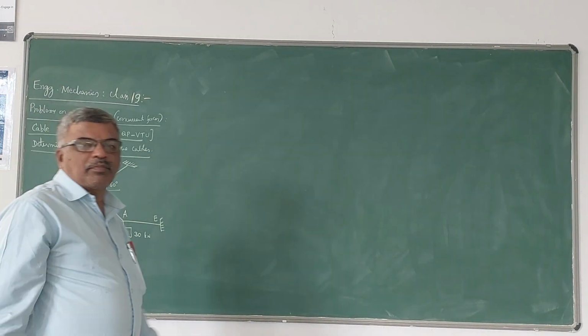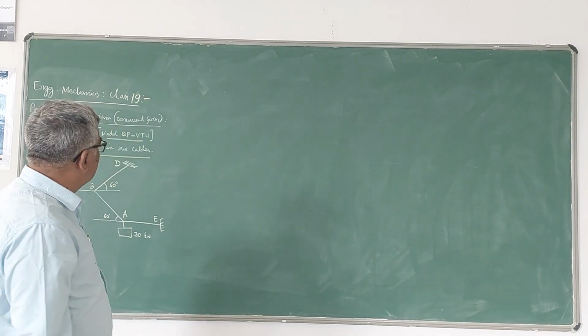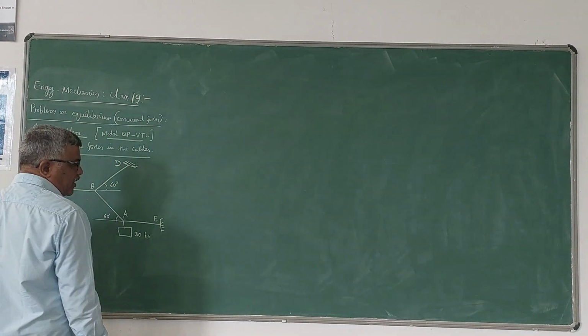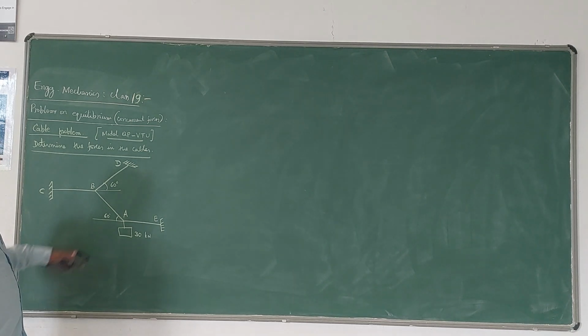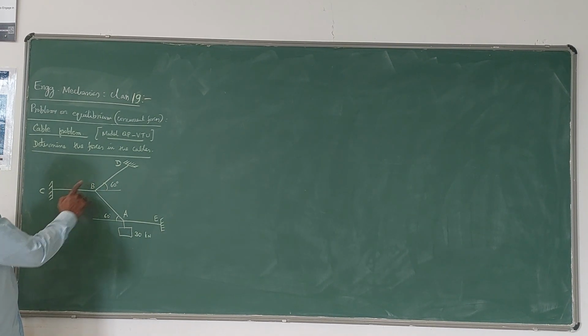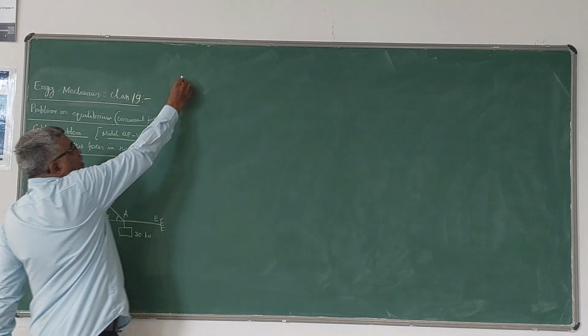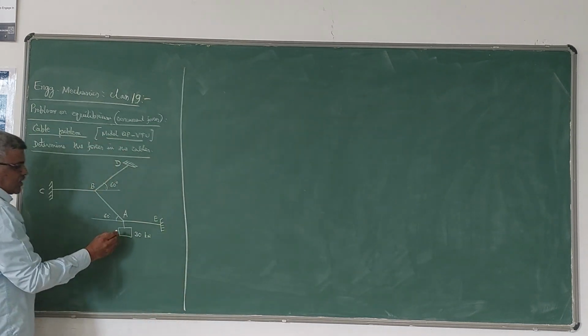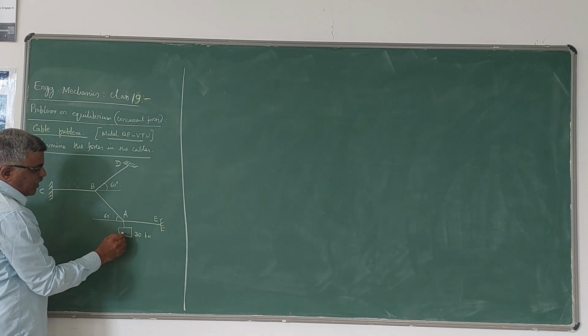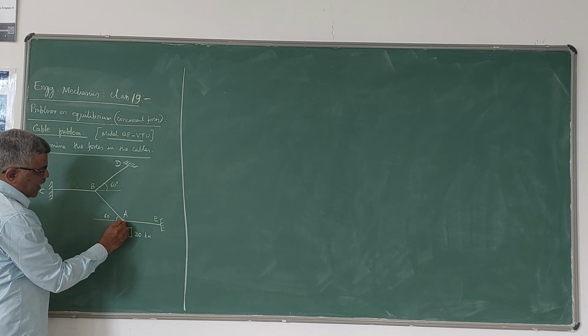Let us take another problem on equilibrium. It is a connected body cable problem, model question paper VTU. Determine the forces in the cables. So this is the system, the cable system he has given. Here he has given a weight of 30 kN at joint A.